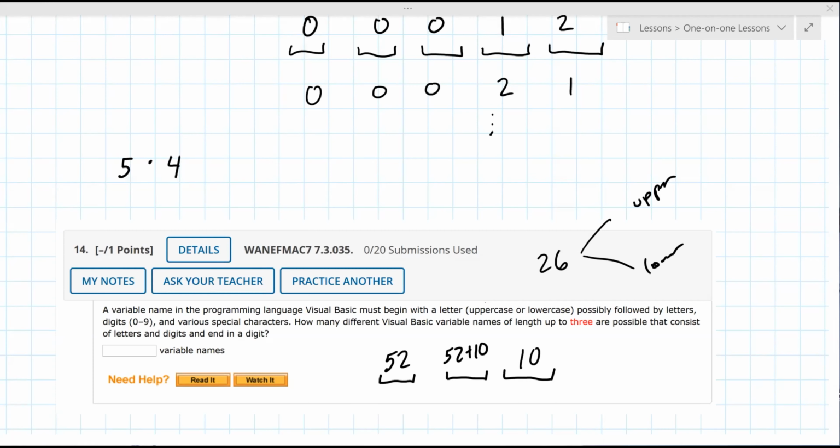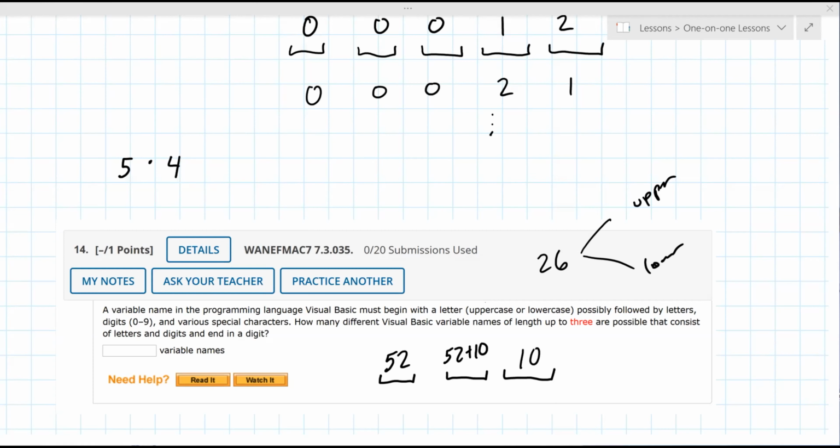so this solution here I'm looking at actually has the same thing that we just did, 52 times 62 times 10. I'm not sure why I didn't like that. Names of length up to 3 are possible, so letters and digits and end in a digit. It has to end in a digit. Okay.